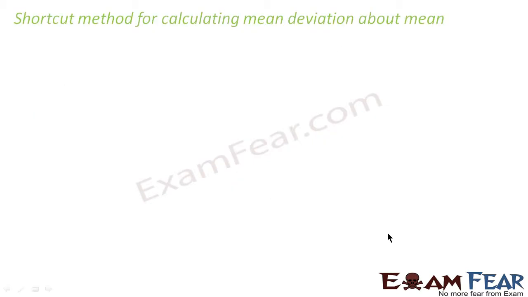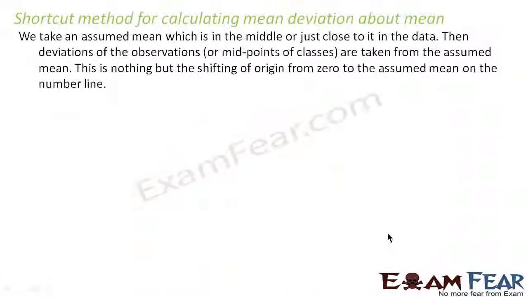Till now what we have seen, to find mean deviation about mean, the first thing was to find mean. And that itself was a challenging task. If you have a huge data, it takes time to find mean. So here, instead of finding mean, we'll just assume the mean. This is the shortcut method. In the shortcut method, we just assume a mean that we feel is close to the data. So if we have a data, we'll take the midpoint and say that's the assumed mean.